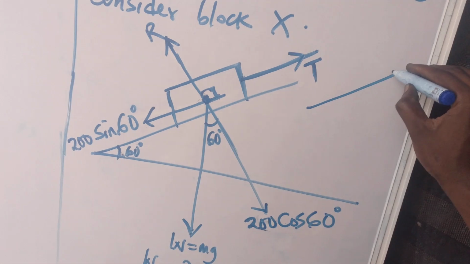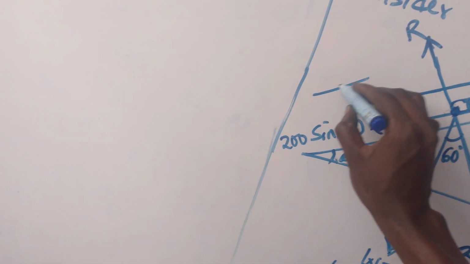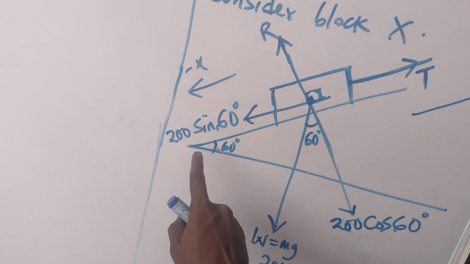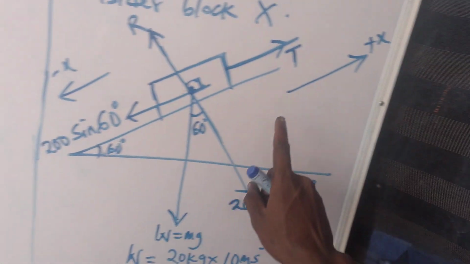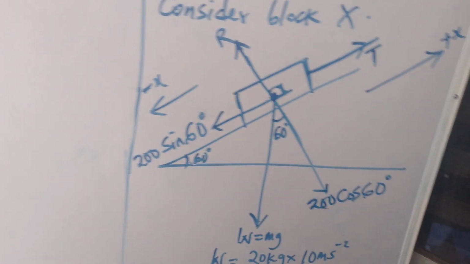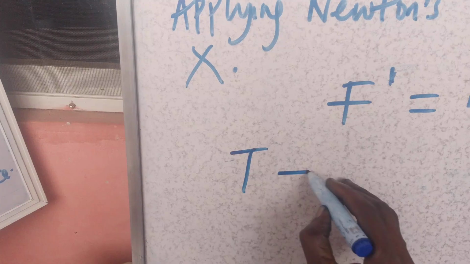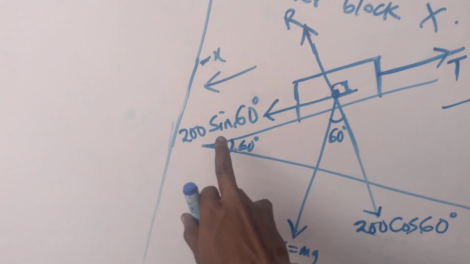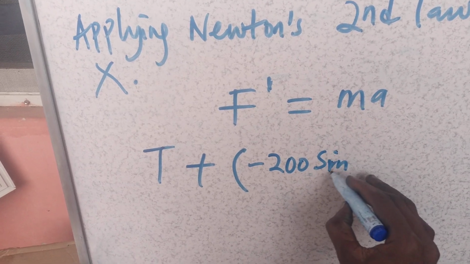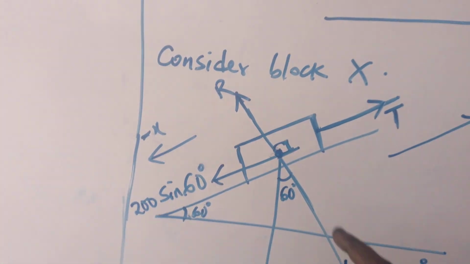It means that using our sign convention, this is positive X, and this one coming down like this, parallel to the plane, coming this way is negative. So here 200 sin 60 is negative, and tension force is positive. Okay, so those are the parallel forces we need. Tension T, which is positive, plus this one, which is negative, that will be minus 200 sin 60 degrees, equals the mass of this block.